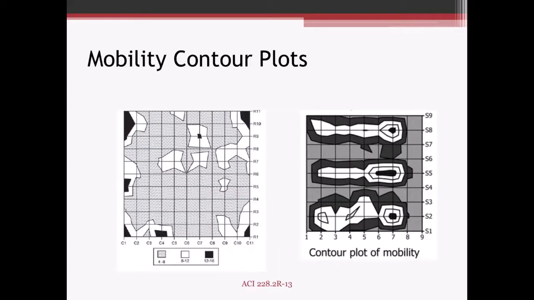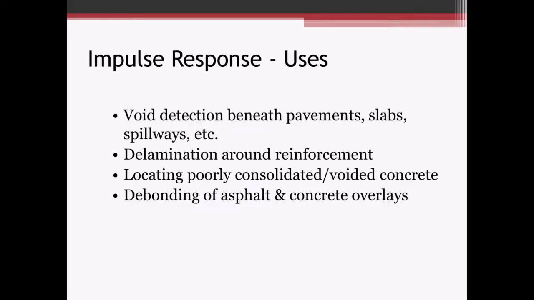And again, we're plotting these on a topographic style plot, and this image here on the left might be something where maybe we've got some slab curling on the edges. These edge conditions are a little bit different. Maybe we've got a void underneath the slab right here, or maybe there's some debonding over the reinforcement happening in these areas. Void detection beneath pavement slabs, delamination around reinforcement, poorly consolidated or voided concrete, debonding of asphalt. All of those are pretty good for this impulse response.